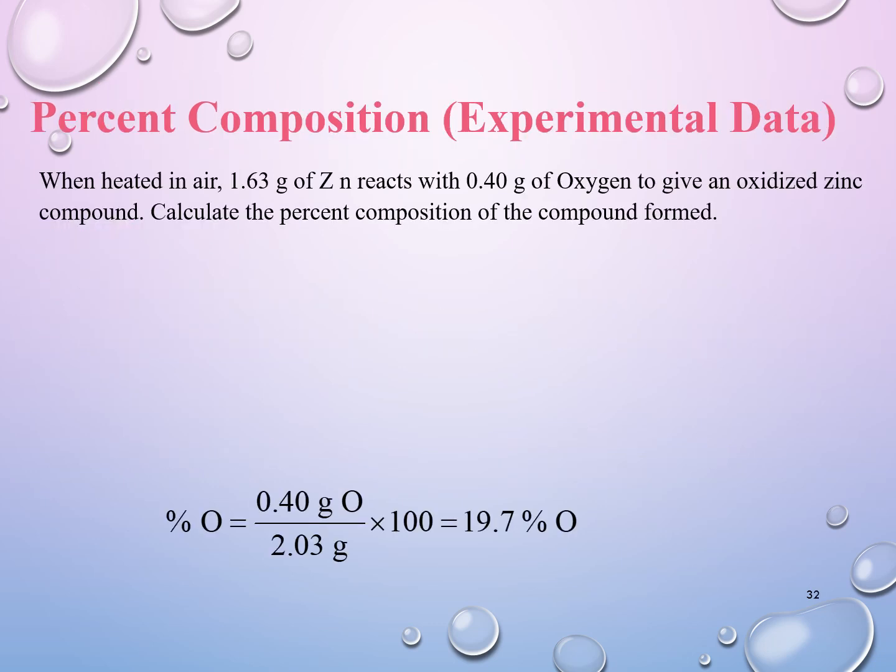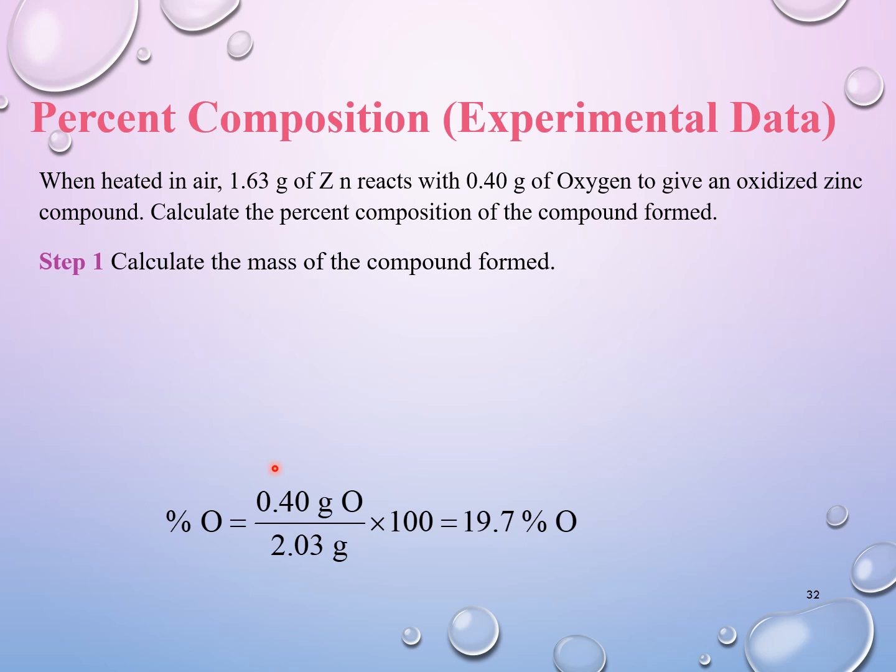So here's the question. When heated in air, 1.63 grams of zinc reacts with 0.40 grams of oxygen to give an oxidized zinc compound. Calculate the percent composition of the compound formed. So to do that, you need to get the total of zinc and oxygen to go on the bottom, which is 1.63 grams plus 0.40 grams. So that will give us 2.03 grams right here. And then you can take the part of oxygen, just 0.4 grams, divided by 2.03 times 100, you can get 19.7% of oxygen right there.